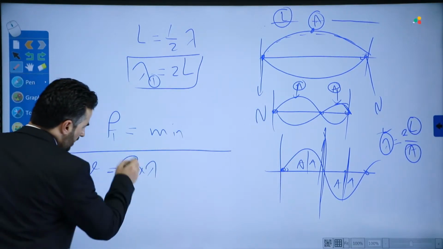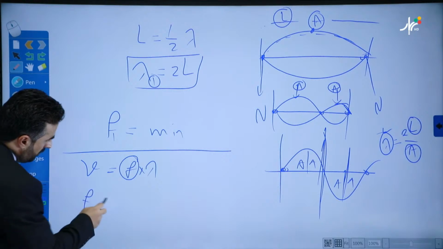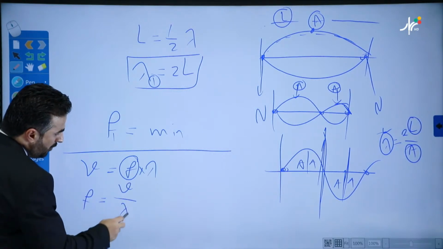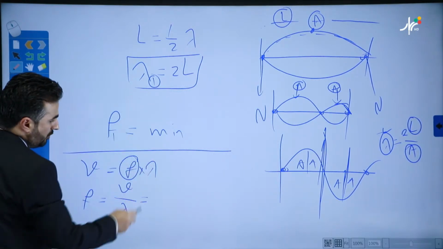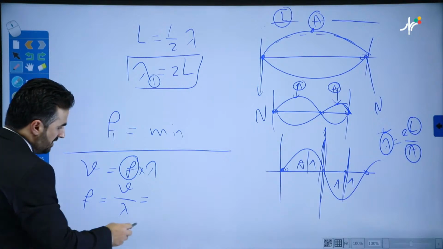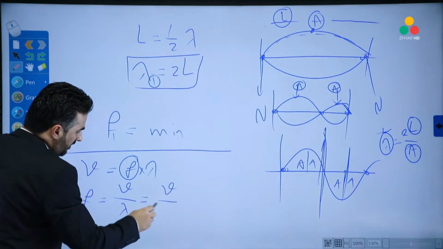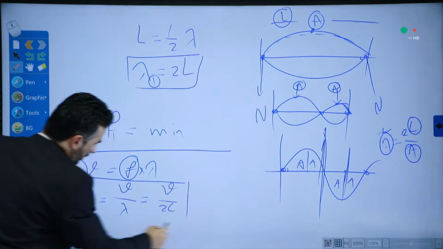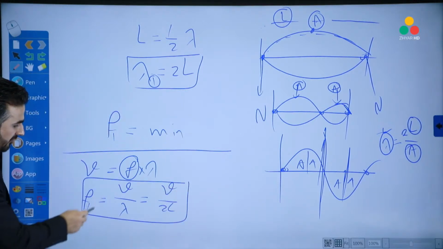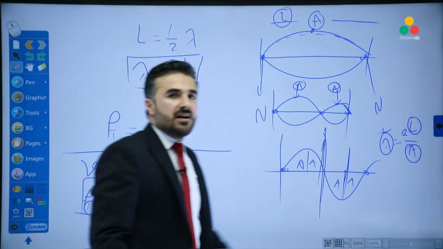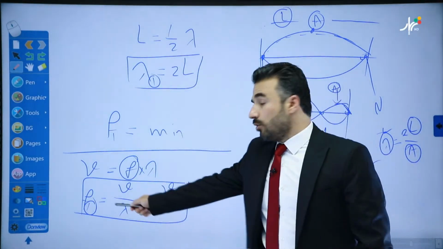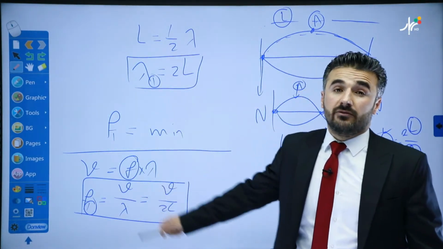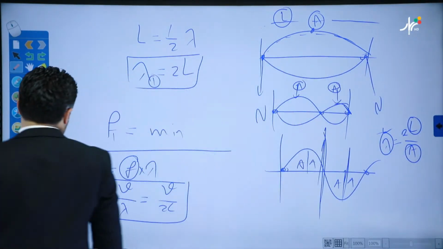So we're trying to find the frequency. Frequency equals the speed of the wave divided by wavelength. But we said wavelength here equals 2 times the length. So we can say the speed of the wave divided by 2L. That is for the minimum frequency. The minimum frequency for a standing wave is basically called the first harmonic, or fundamental frequency, yeah?